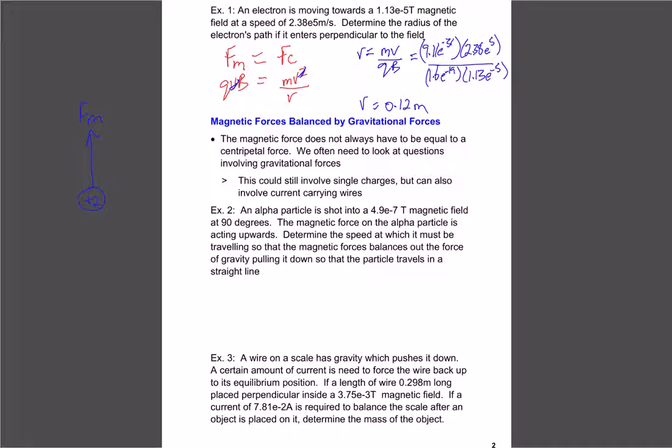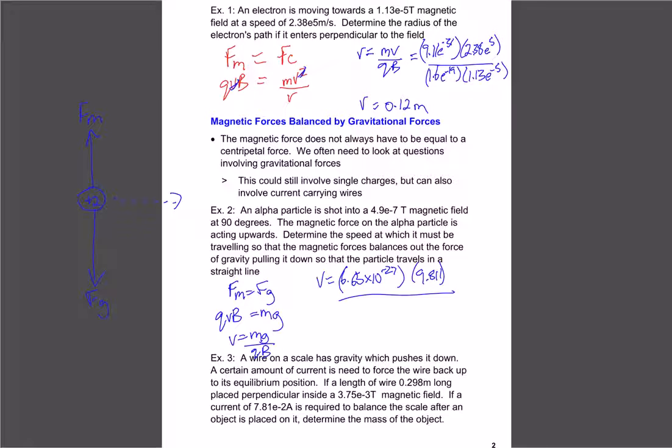It says determine the speed at which it must be traveling so that the magnetic force balances out the force of gravity pulling it down. As we shoot this in there, we really don't care about the directions of the magnetic fields or anything else. We just have to see that we've got magnetic force pushing it up, gravity pulling down. So if it's going to travel in a perfectly straight line, those two forces have to be equal. So we make the two equal: QVB equals mass times gravity this time. The question's asking what's its velocity, so you'd have mg divided by QB. All you have to do is plug all those numbers in. Our mass for an alpha particle is 6.65 times 10 to the negative 27. Our gravity is 9.81.